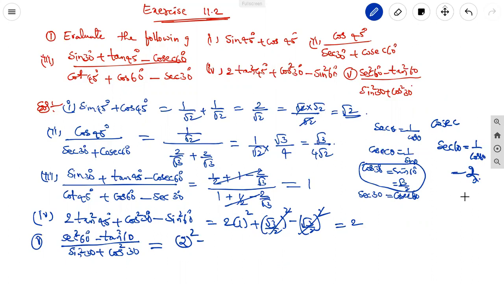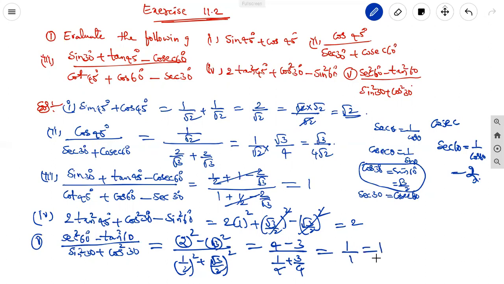Sin 60 is root 3 by 2, cos 60 is 1 by 2, the 2s cancel. It's root 3 whole square by sin square 30. Sin 30 is 1 by 2 whole square, cos 30 is root 3 by 2 whole square. This is equal to 4 minus 3 by 1 by 4 plus 3 by 4. Taking the LCM 4 by 4, it is also 1. 1 by 1 is equal to 1.